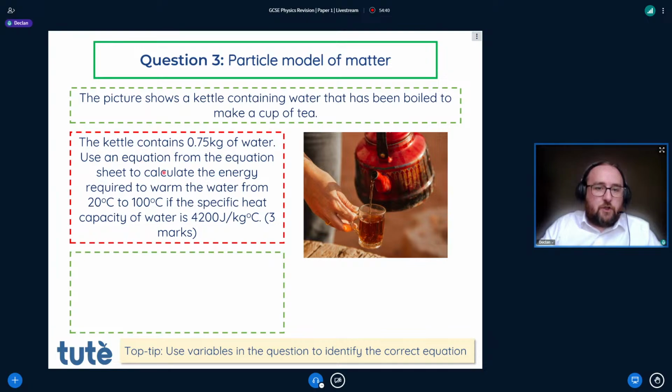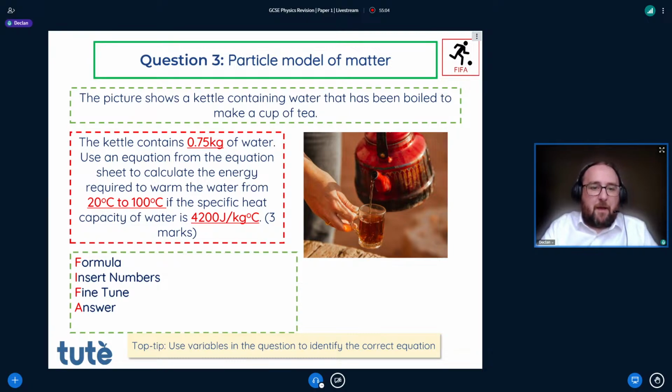Use an equation from the equation sheet. Yes, my best friend, going back to him again. To calculate the energy required to warm the water from 20 degrees C to 100 degrees C, if the specific heat capacity of water is 4,200. So straight away, we can see calculate, we know exactly what we're doing here. We're underlining that information, and then we're using our FIFA method: formula, insert numbers, fine tune, answer. That helps us set this out and get all those easy marks. So use those variables to help you work out which formula you're going to use.